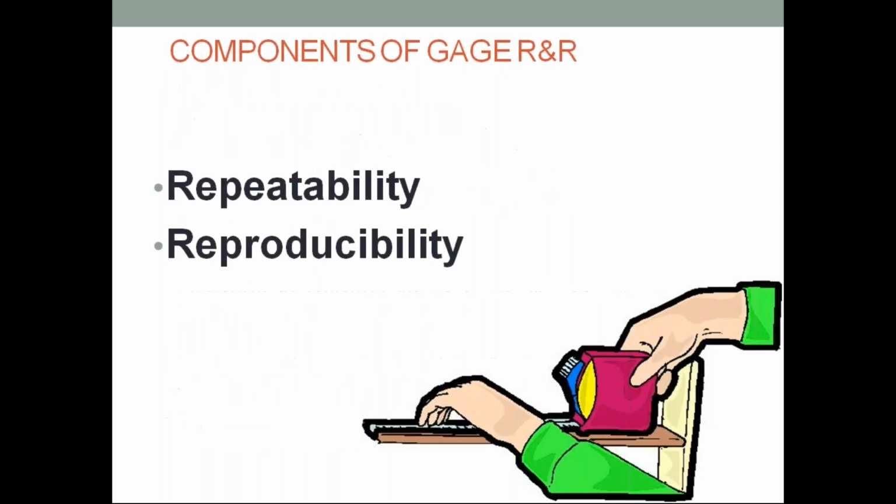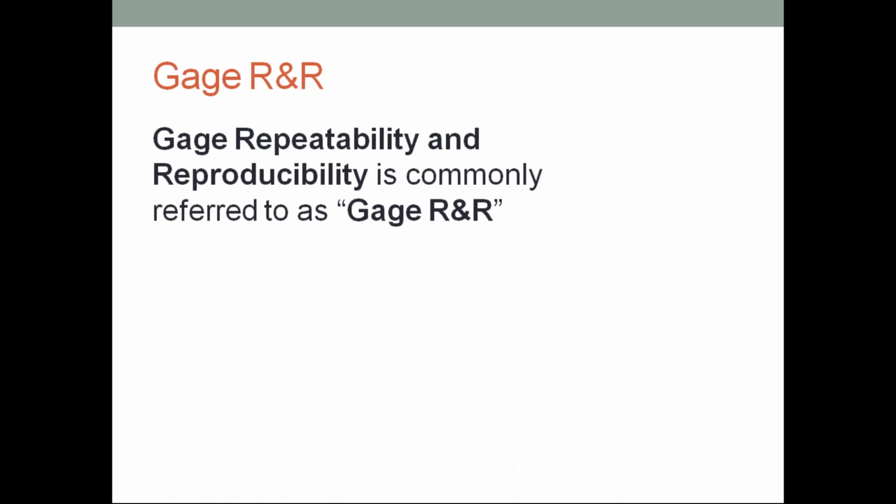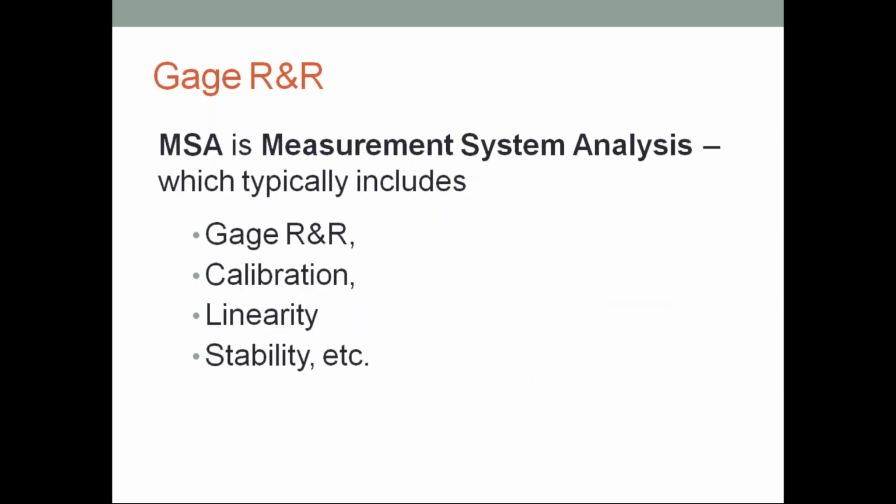So what are the components of Gage R&R? We know that it's repeatability and reproducibility. Gauge repeatability and reproducibility is often referred to as Gage R&R. Some people call it MSA, but MSA is actually the group of all those things that apply to analyzing a gauge, not just the Gage R&R. So it includes things such as calibration, linearity, and stability, and so on and so forth. Gage R&R is a subset of the MSA.